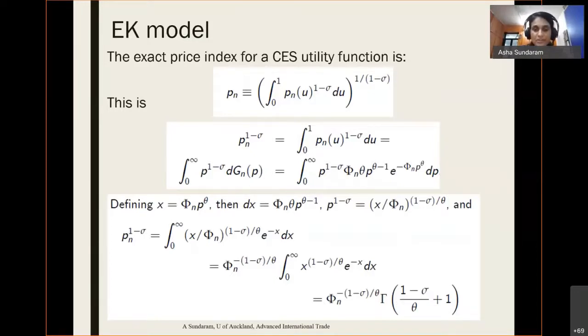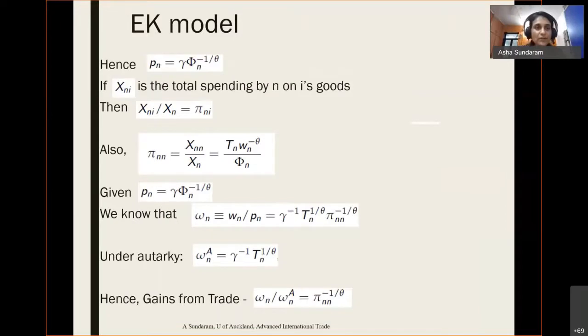So what did I gain by doing all of this? Why did I look at the prices, Pn? Because I'm trying to get at gains from trade, right? And how do countries gain from trade? They gain from trade because prices are going to change, right? The changes in relative prices is how we see the impacts of trade. So let's talk about gains from trade.